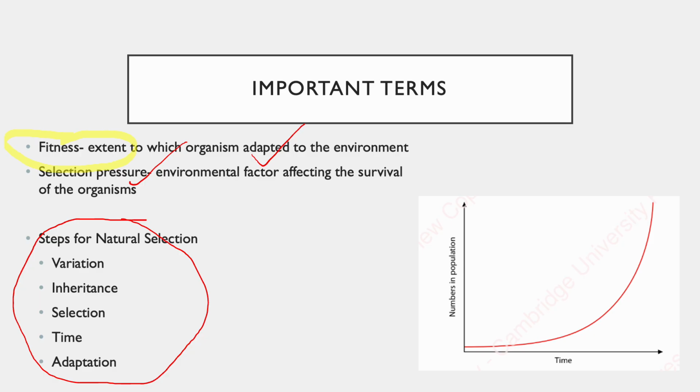Steps of natural selection, which are known to us, and you need to remember the order. There is certain variation which does exist in the species. This variation is passed on to the offspring through the process of inheritance. Because this offspring has it in that species, in that particular community, the selection pressure comes into play, and the ones which can survive with that variation are selected.